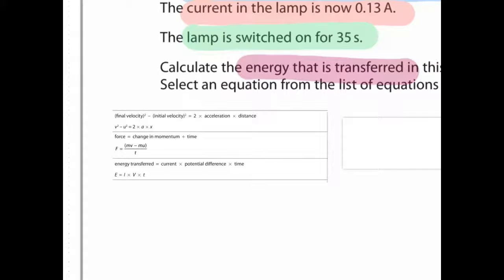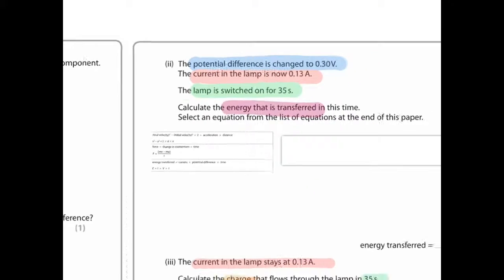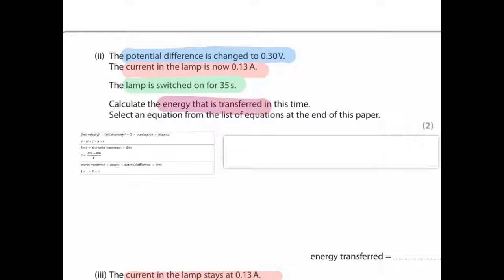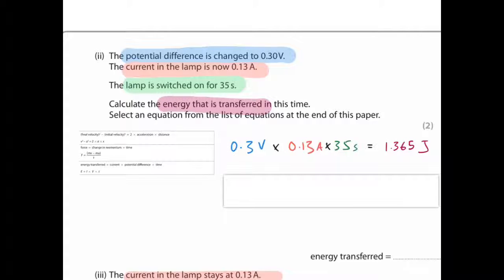So let's look for energy transfer. We can see energy transferred here, current times potential difference times time. So there you have it, really easy as long as you look at the back. We just have to do what it tells us to do. We have to do 0.3, which is our potential difference, 0.3 volts, times 0.13 amps, which is current, and times 35 seconds, which is time. And then you have 1.365 joules as the answer.